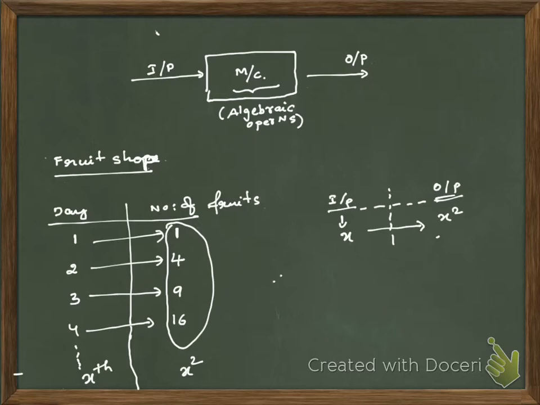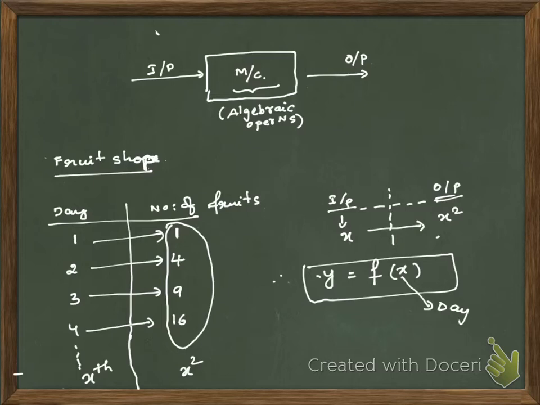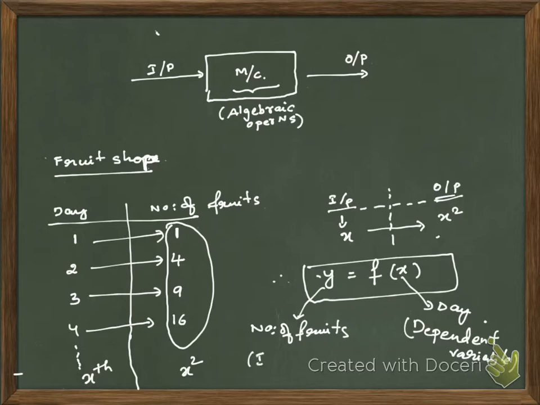In general, any function like this is represented by y equal to f of x. Here x is the day, and y is the number of fruits. Here x is called the independent variable and y is called the dependent variable. So this is your basic function and this is how a function looks.